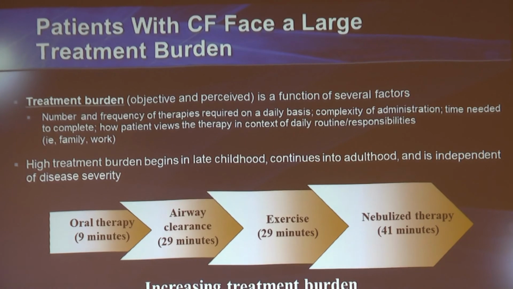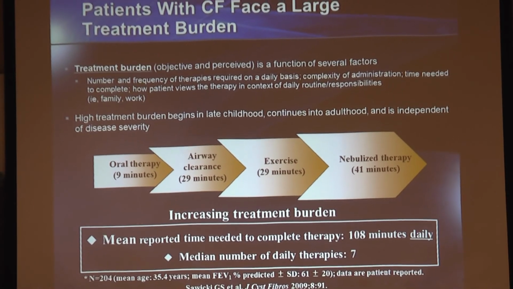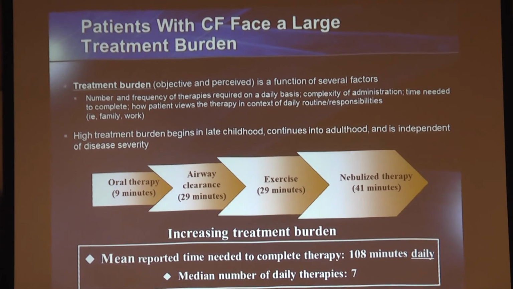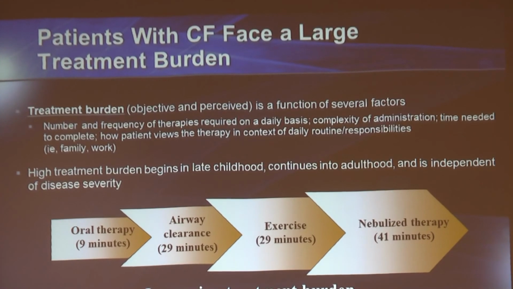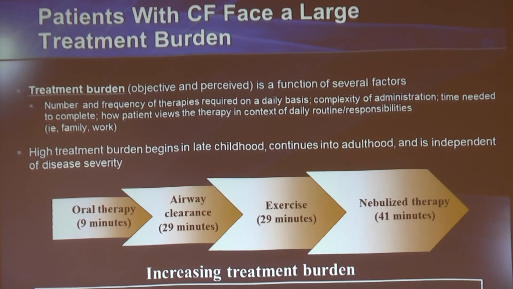I want to close just by acknowledging how hard life is for families with CF. This has been looked at, and this is just one study that illustrates this treatment burden. It's a function of several factors. It's how we prescribe things. You're always wondering, things are added and never taken away. Maybe that'll change in the future, but we haven't gotten to that point yet. And the treatment burden really starts to hit home heavily in late childhood when some of these problems start to become more apparent. And in general, it's independent of disease severity.